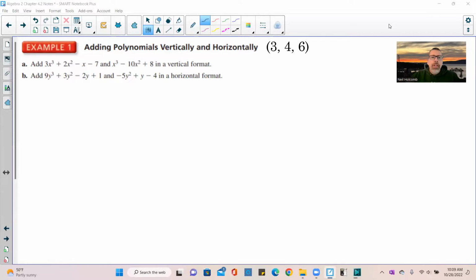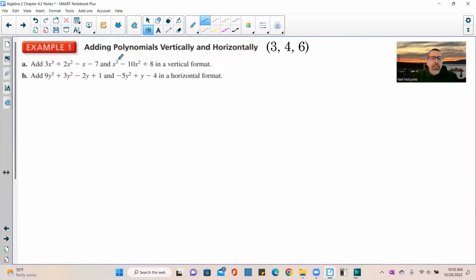Okay, example one, adding polynomials vertically and horizontally. So A, it's asking us to add 3x cubed plus 2x squared minus x minus 7. That is a polynomial of degree 3. It's in standard form, degrees or powers 3, 2, 1, 0, and the degree is the degree of the leading term. So there's a little review: leading coefficient of 3, and the degree is also 3.